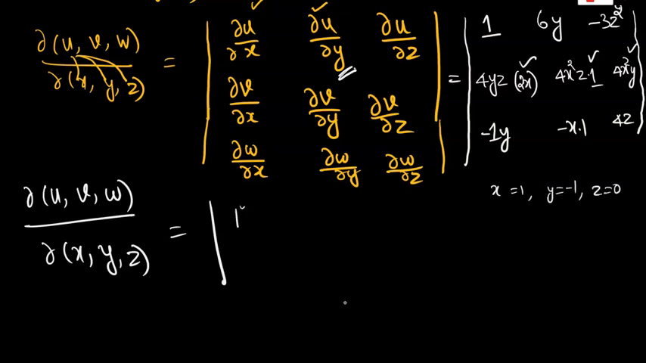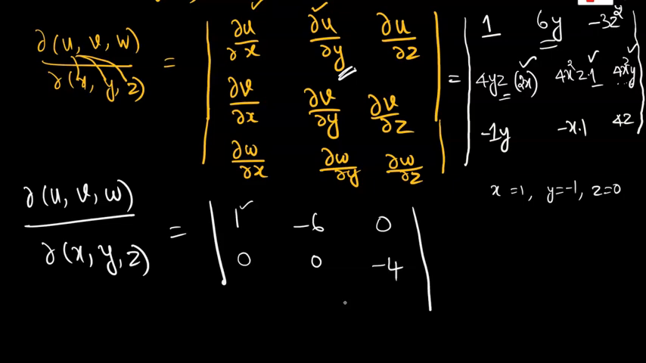So the first term is 1 as it is, I have written. 6 into y, 6 into minus 1, minus 6. Z is 0, so it's easy. 3z square will become 0. Second term, wherever z is there, happily we can write 0 because it's in multiplication. So the first two terms will become 0. Third term, 4x square y. X square is 1, y is minus 1. 4 into minus 1 is minus 4.